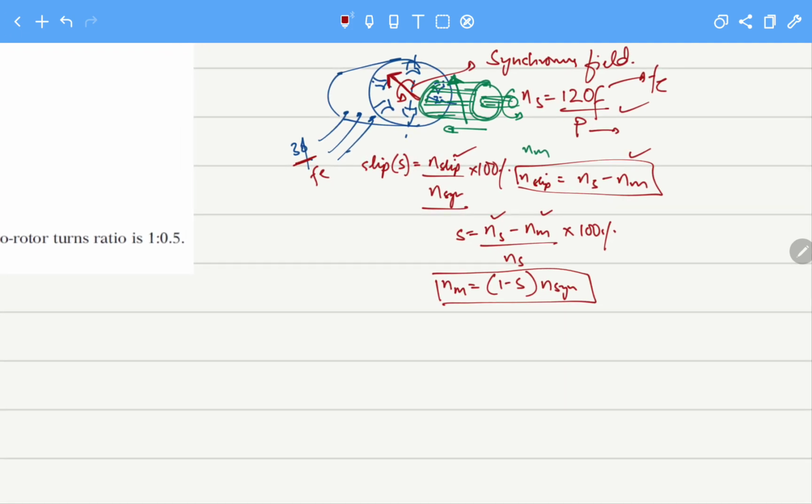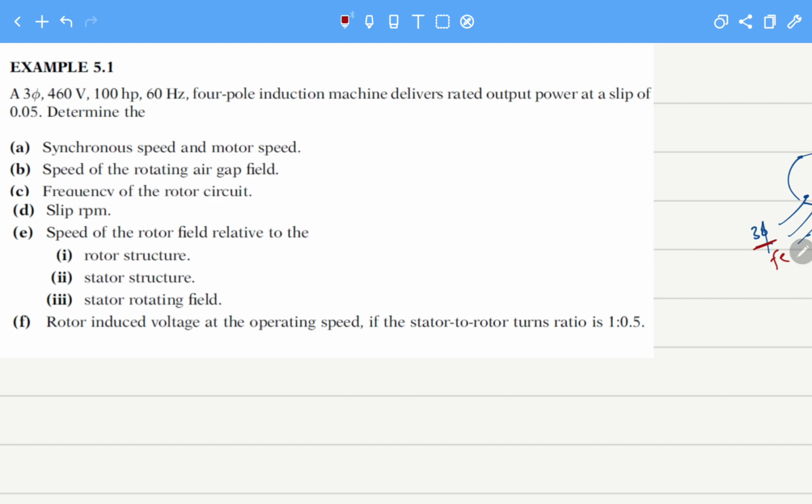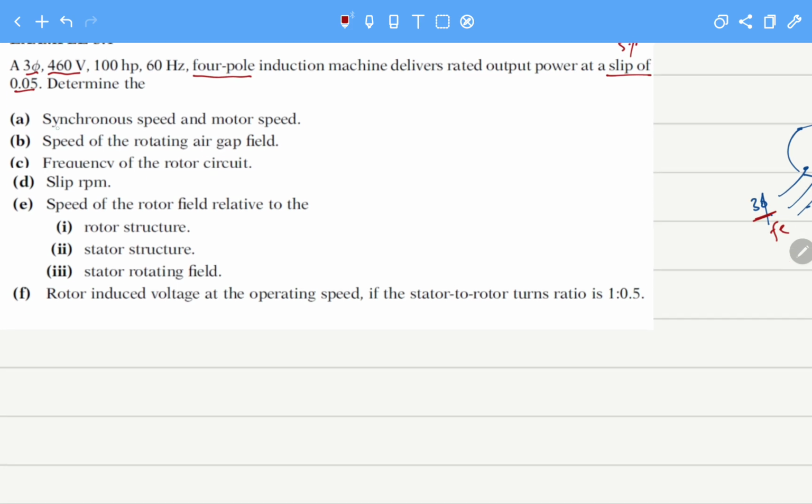So this is a general overview of the few fundamental relationships between the rotating magnetic field, the mechanical speed, and the concept of slip. Now let's look at the first question. It states that we have a three-phase, 60 volts, 100 horsepower, 60 hertz, 4 pole induction machine delivering rated output power, with a slip of 0.05, or at times you will get slip equals 5%. Both are the same. The first part is to determine the synchronous speed and the motor speed.